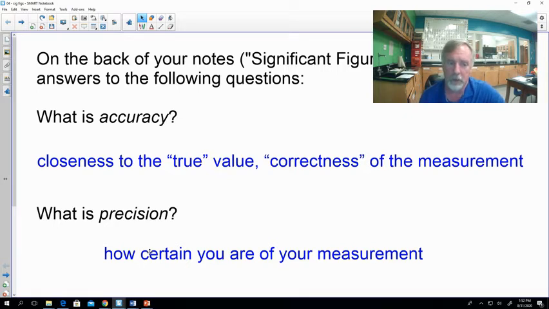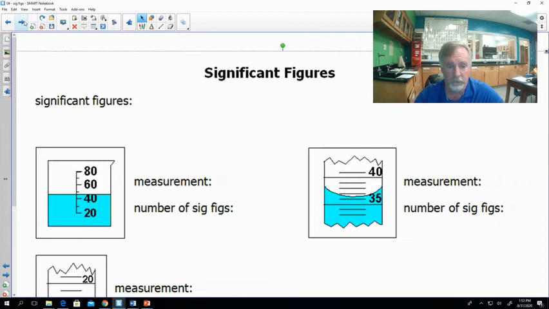So just to keep those two concepts clear, accuracy is how close you are to the actual correct number, the real number, and precision is how certain you are of your measurement. And that really depends on how precise your measuring tool is. So this goes into where we come up with the concept of significant figures. Significant figures are involved when we measure something, and we use the number of significant figures to tell how precise our measurement is. Not how accurate, but how precise our measurement is.